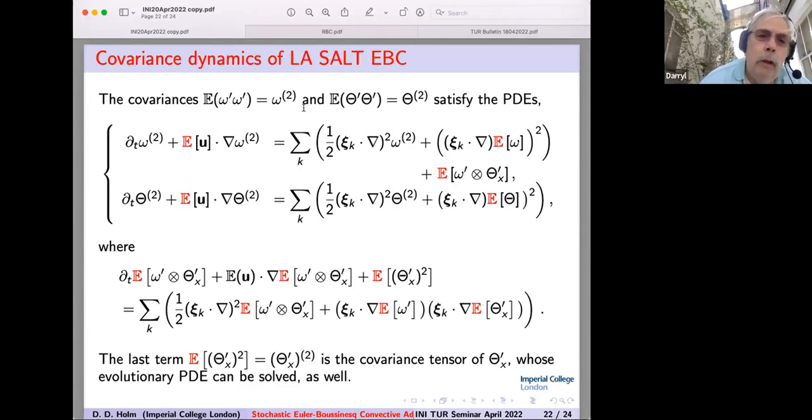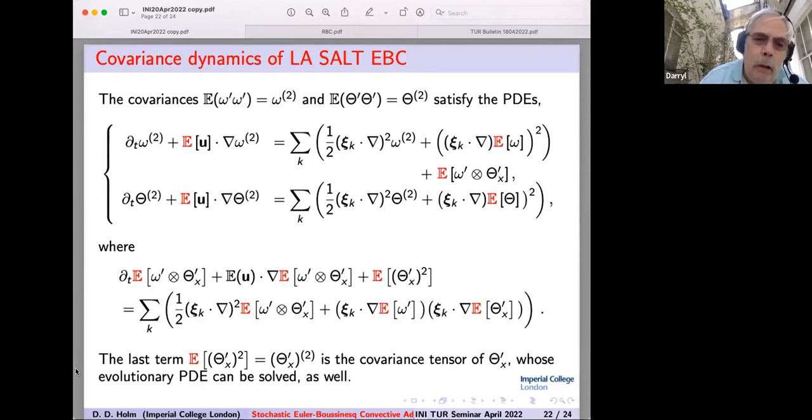Well, everything is looking good here. This is for the vorticity covariance, and this is for the temperature covariance. And you ask for the equations, just do the product rule on the Ito formula, and take the expectation, and we get these equations. This is the form that you get. See, both of these have the same form. In this one here, we know everything except the expectation of the cross correlation.